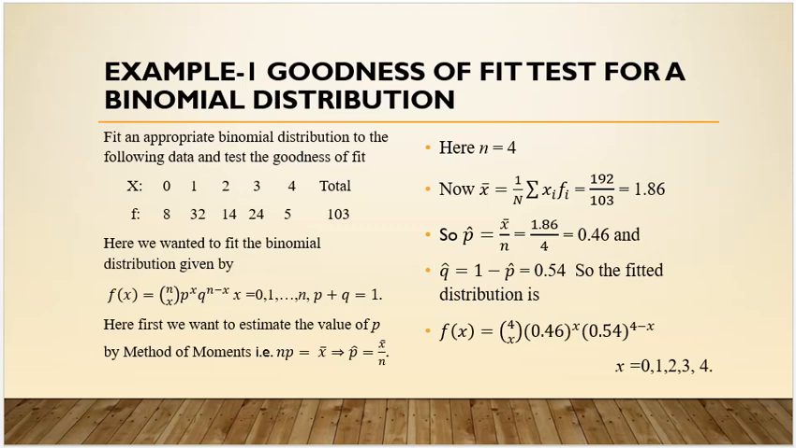The theoretical frequencies are given, and observed frequencies are given, and we can fit the distribution where only p is to be estimated. The p is by moment estimate, it is x bar by n, which is calculated as 0.46, and q cap is 1 minus p cap, 0.54. So the theoretical distribution that we fitted for the data is f(x) equal to 4Cx times 0.46 raised to x times 0.54 raised to 4 minus x, where x varies from 0 to 4.